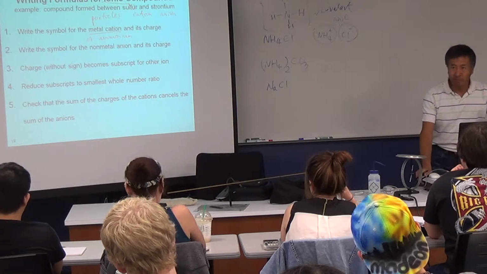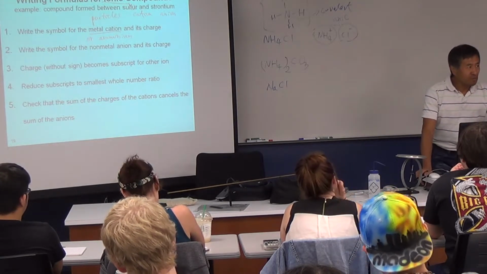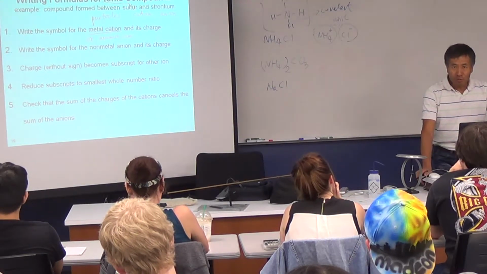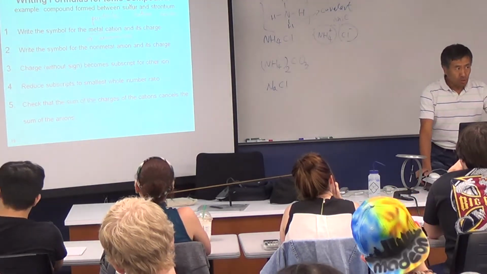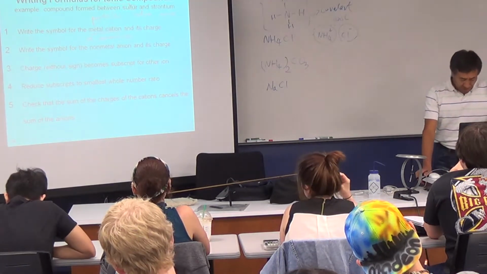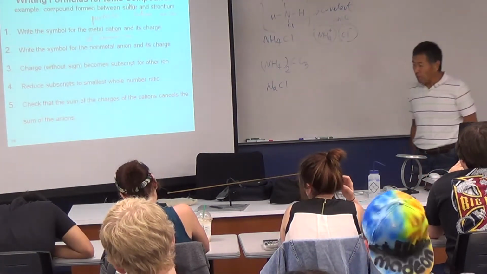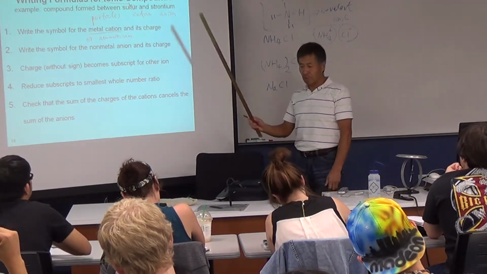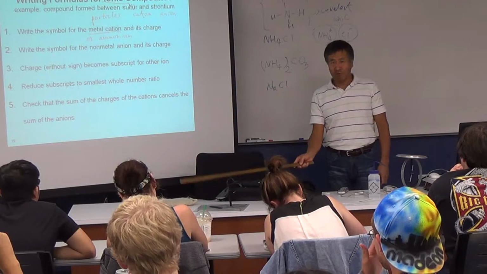Oh, that's ammonium. Okay? Because this is by interception. Your compound is still ionic, even though you don't have metal in it. Okay. So to write a formula, let's do that first. And our example here is the compound between sulfur and strontium. So let's do this first step first.